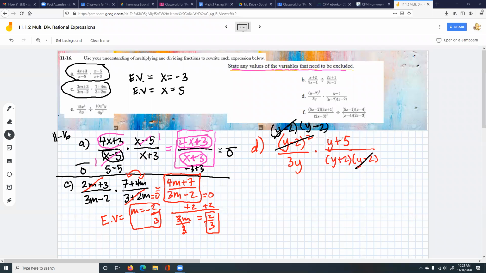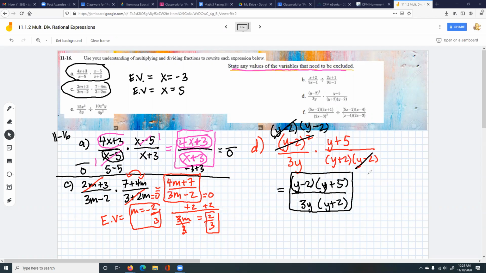So basically I need to multiply these two here and get y minus 2 times y plus 5, but you don't have to multiply them out. You do not have to multiply them out like first outer; you leave them alone. Over 3y times y plus 2, right? This y plus 2 is still down there. And you're not allowed to cancel these y's. You can't cancel anything else unless they're exactly the same. So this is our answer.